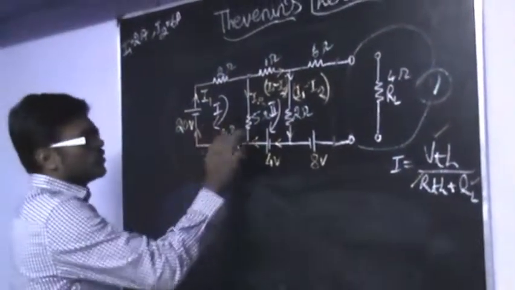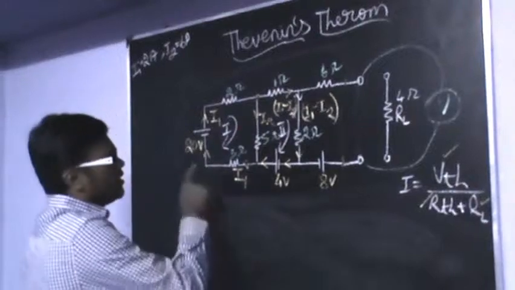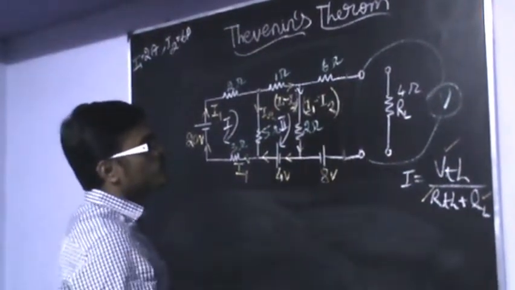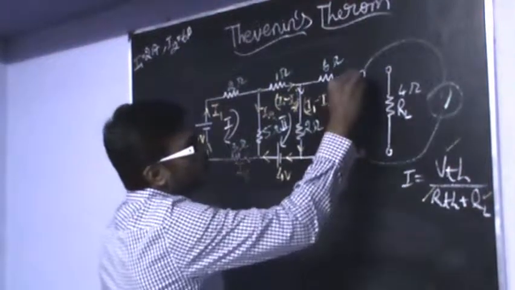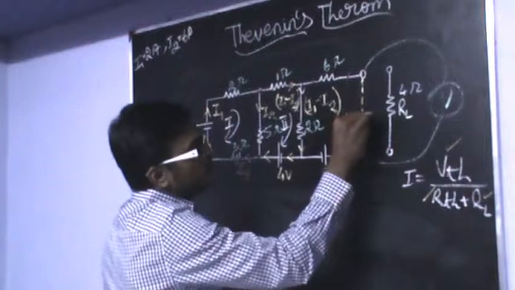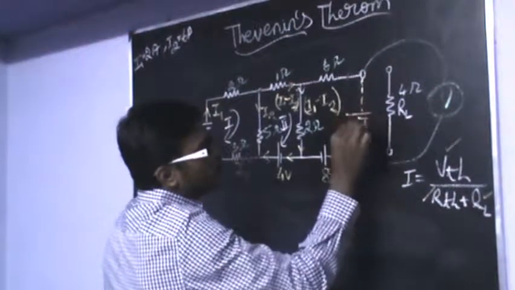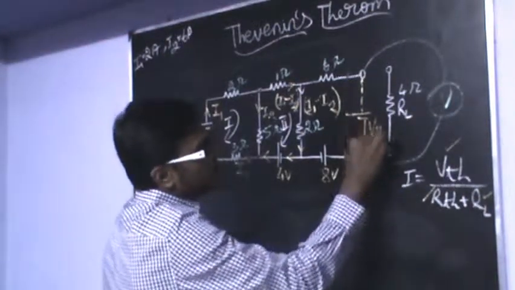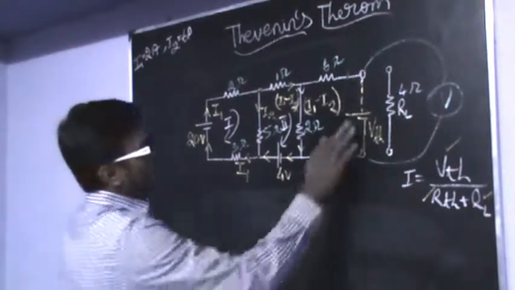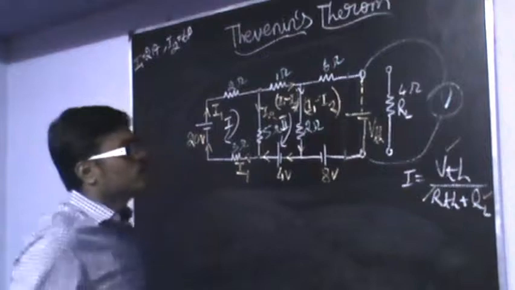Let me take this circuit. Here I have got an open circuit. So what I am going to do is, I am going to connect this open circuit with an imaginary voltage source, and this voltage source I am going to take as Thevenin's voltage. So what I have got here is a closed circuit.